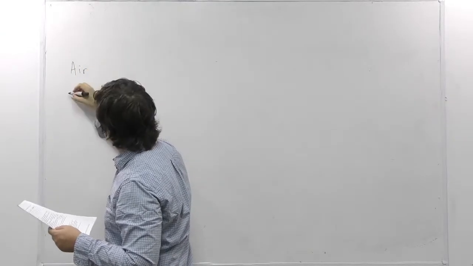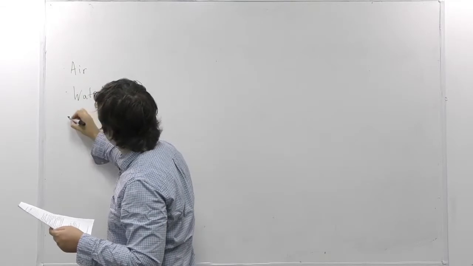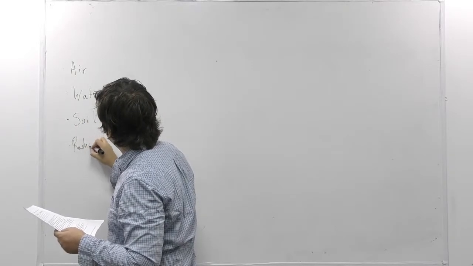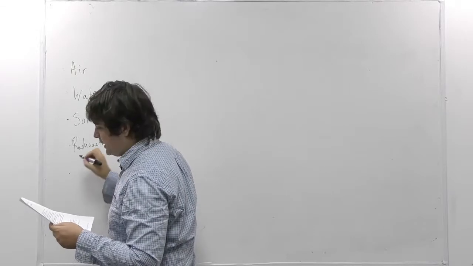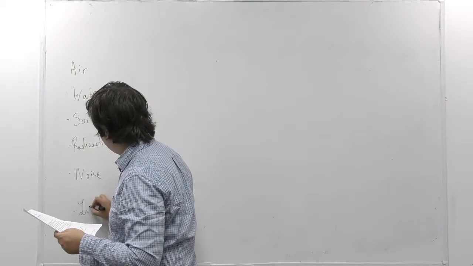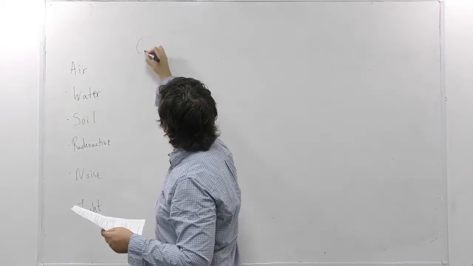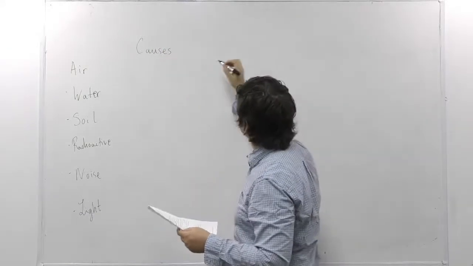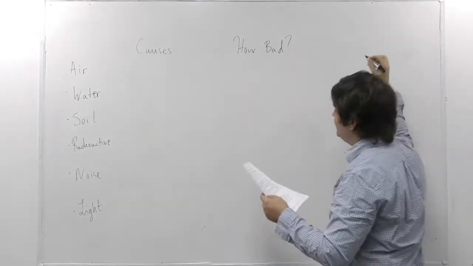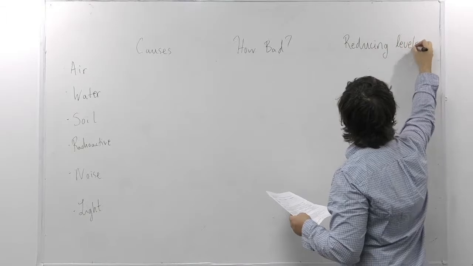So first one is air. Second one is water. Oh, that E looks really odd. Okay, then we have soil. Then we have radioactive. After that, we've got noise. And lastly, we have light. Okay, and then at the top here, we have causes. How bad? And lastly, reducing levels.